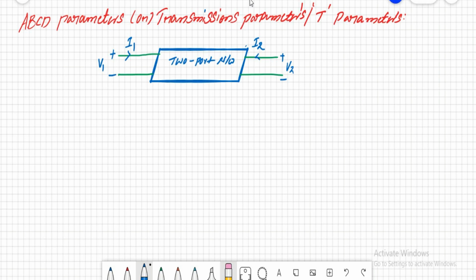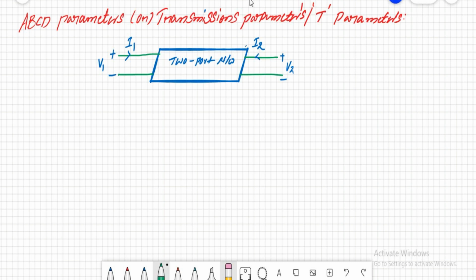The parameter which is related to this parameter is the inverse transmission parameter, also called the small t parameter, or small ABCD parameter. So the transmission parameters are nothing but your capital ABCD parameters. The inverse transmission parameter is nothing but your small ABCD parameter or small t parameter. Actually, we don't have this in our portion. We have only the transmission parameter.